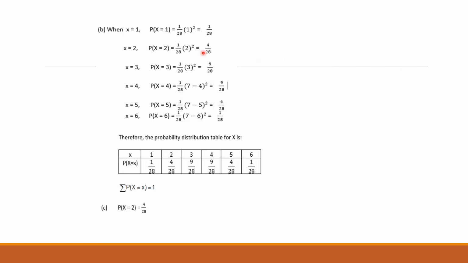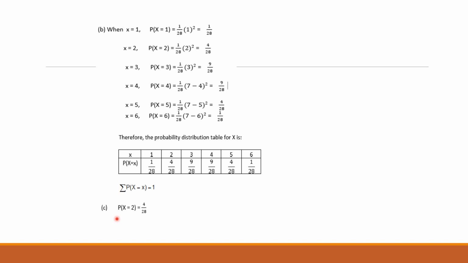Next, when you want to find the probability for x equals 1, you're going to get 1 over 28. X equals 2 is 4 over 28. And this is for x equals 3, x equals 4, x equals 5, and x equals 6. And summarize it in the form of table.